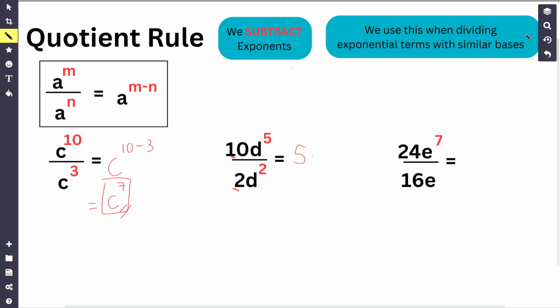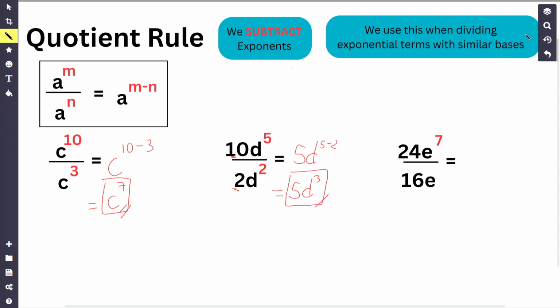What about with d, sir? So similar thing. What do we do in the quotient rule? We subtract the exponents, and this is going to be d raised to 5 minus 2, and that is equal to 5d raised to 5 minus 2, which is 3. So this is our answer.